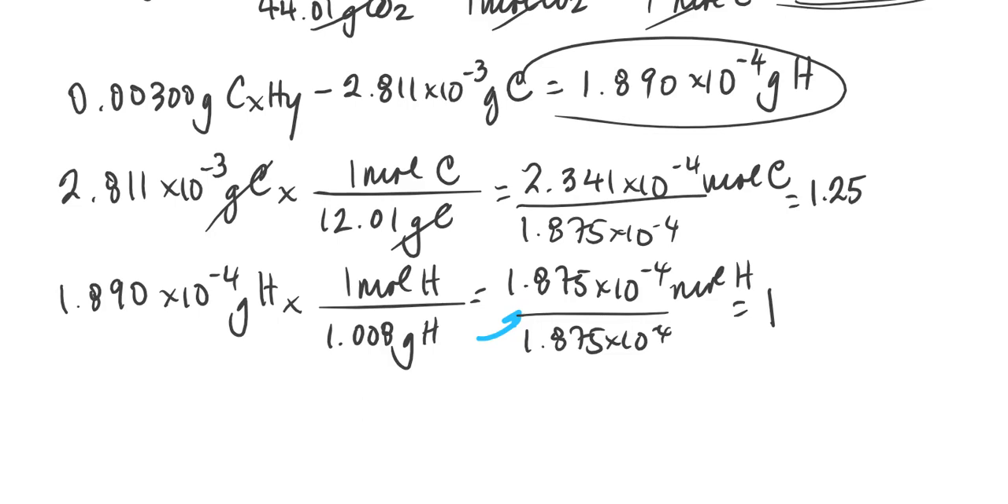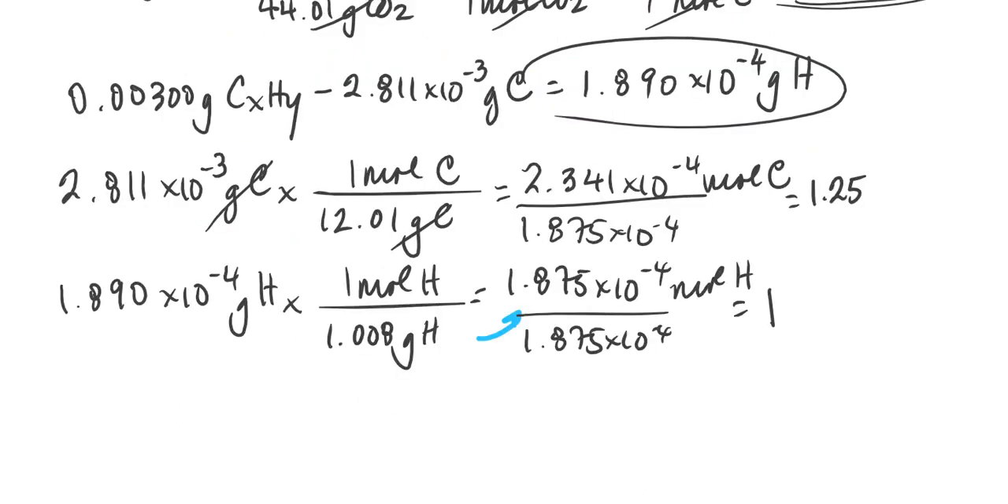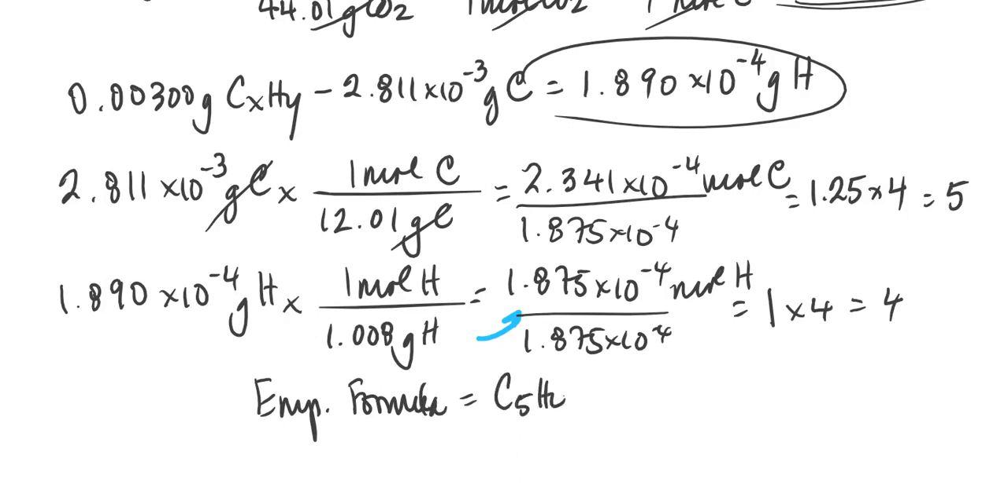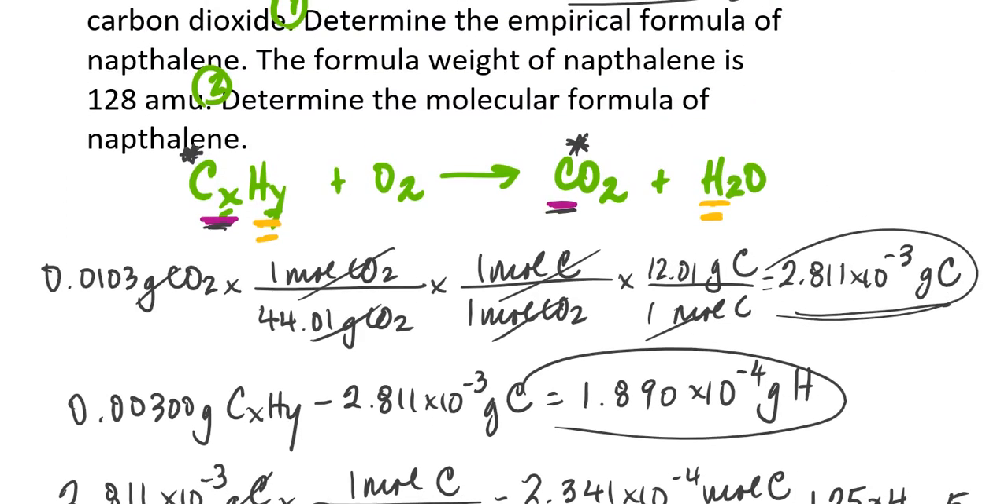Now remember what I said in the previous example. Basically, if an answer ends in 0.25, then I have to multiply both amounts by 4 to get the whole number ratio. So I'm going to multiply this by 4, I'm going to multiply that by 4, so that's 5 to 4. So that means that my empirical formula is going to be C5H4.